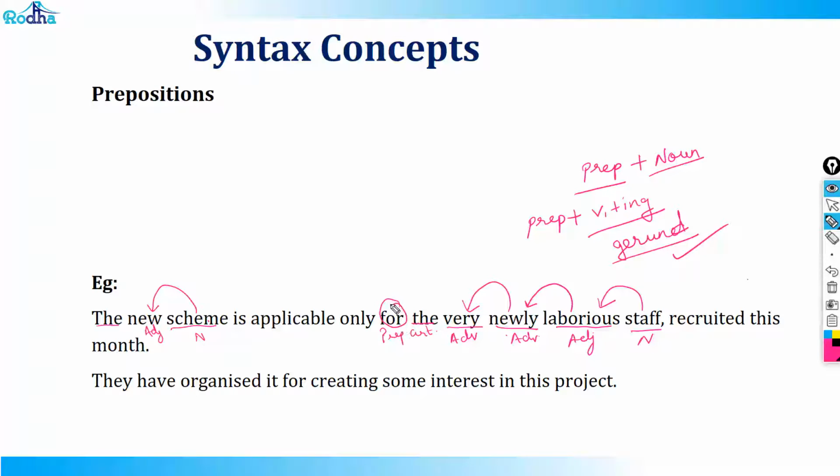So that means after a preposition we'll come to know, after a preposition we'll always get a noun in this sentence. So let's move to the next sentence.